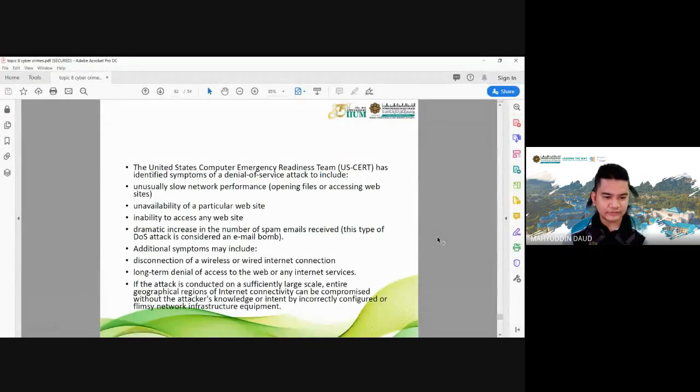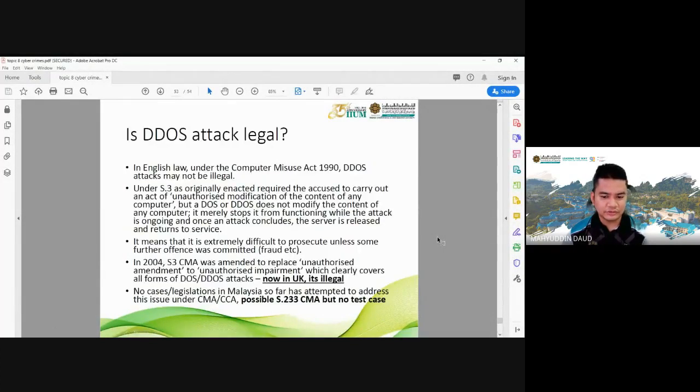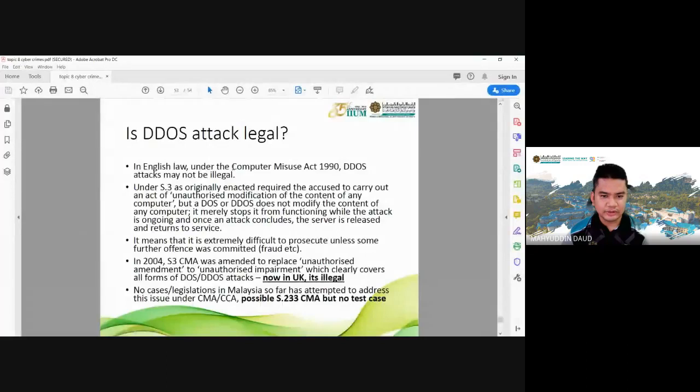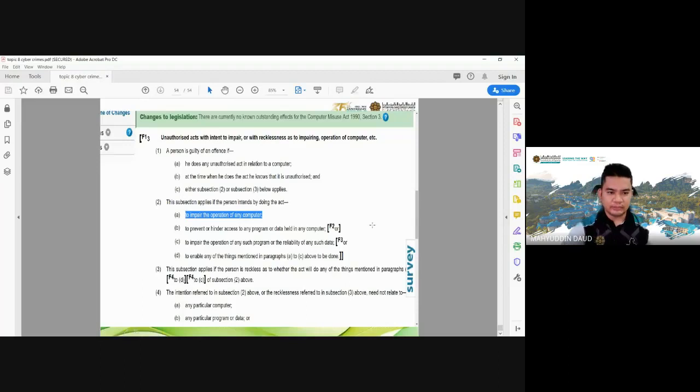in the United States, they have some laws. In the UK, for example, they use the Computer Misuse Act. Under the Computer Misuse Act, they try to interpret the provision whereby Section 3 says if you do anything like a DDoS attack, you are basically impairing the operation of any computer. So action can be taken under Section 3. But for Malaysia, we have yet to see whether this kind of cyber attack can be taken action against under the provision of the Computer Crime Act.